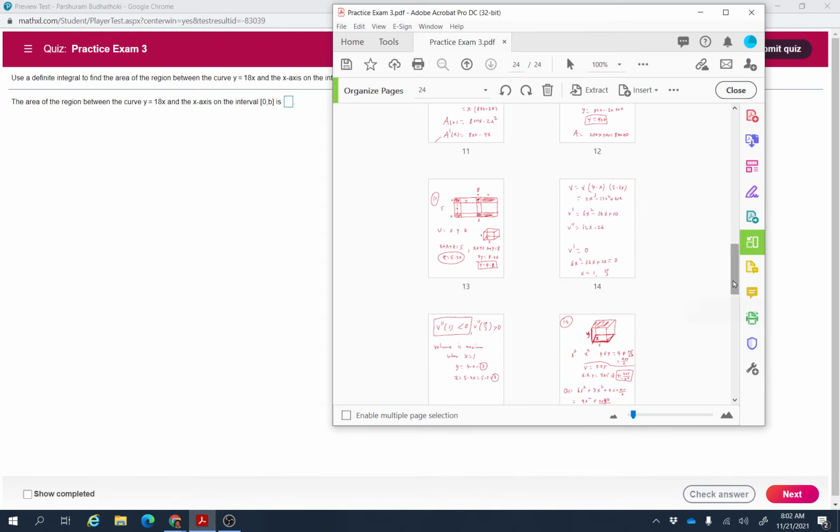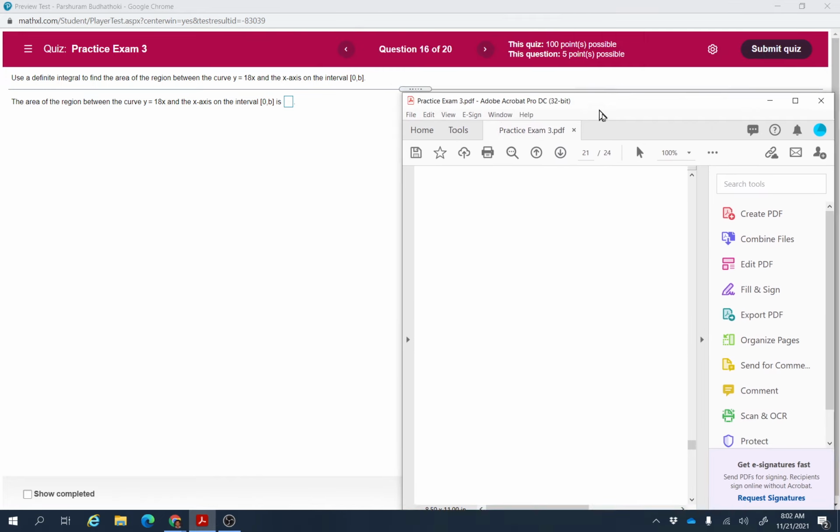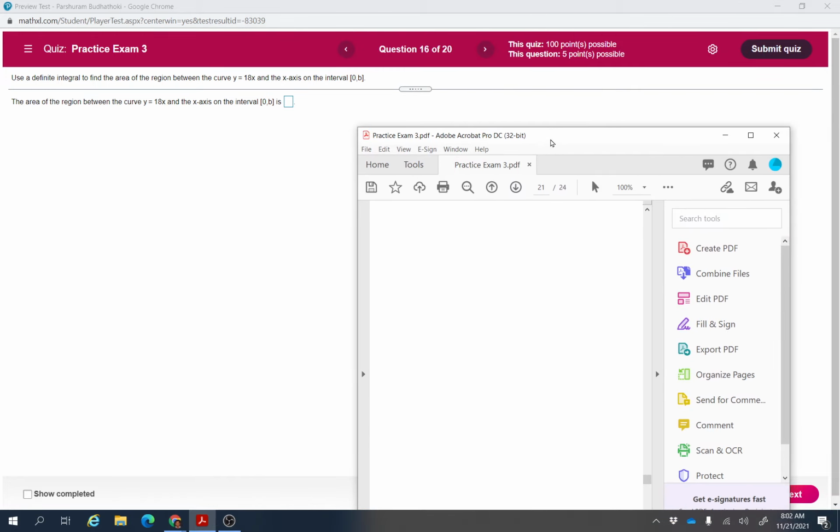So let's find out. We want to find out, we use a definite integral to find out the area between the curve. So this is problem 16. We know this is a linear function, y equals 18x, and we want to find out the area under the curve from 0 to b. We don't know what b is, but b is greater than 0.